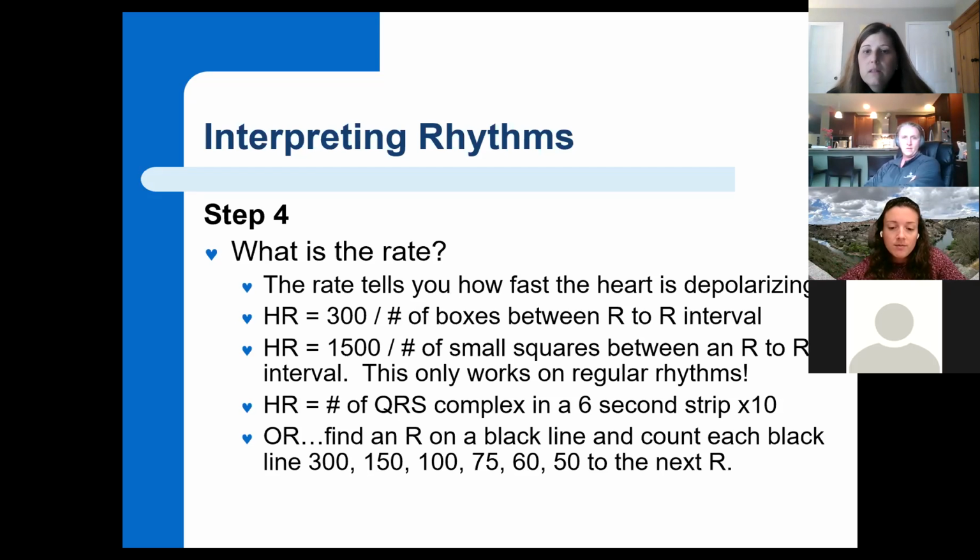The last one, this usually is the most difficult for the majority of people, but it's very doable. You find an R wave that falls on, well, our examples were red, but we might have some in here that are black. The R wave falls on a black line, okay? And count each line 300, 150, 75, 60, 50 until you get to the next R. I'll show you an example.